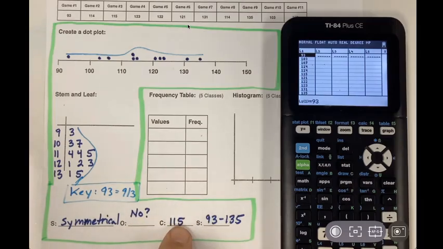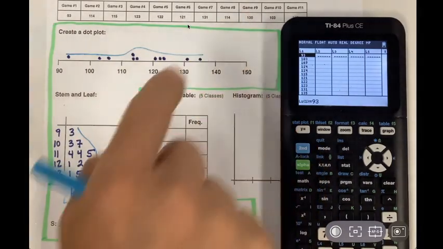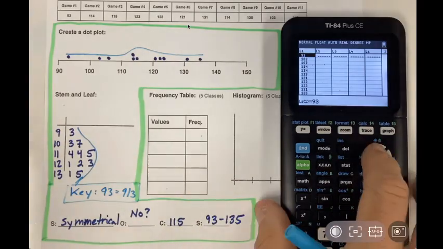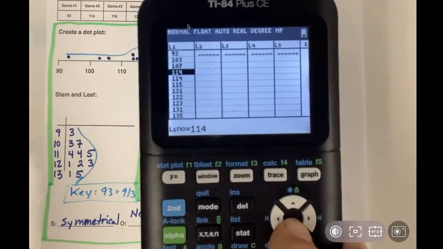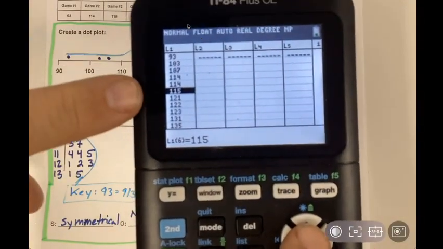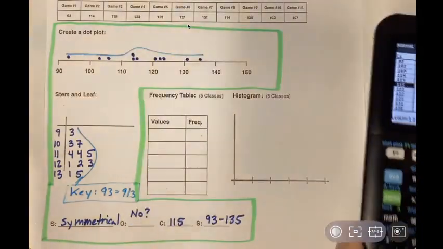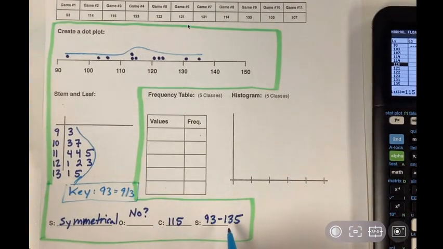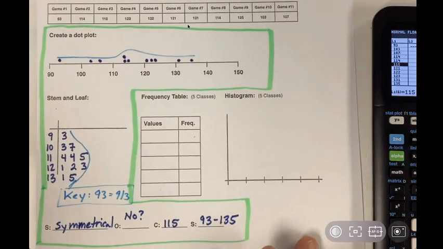The center, since we have 11 data points, if you take 11 divided by 2, you get 5.5. Since we have an odd number, you round that 5.5 up to 6. So if you go to your calculator and go down to the 6th data value, look at the parentheses right there. That 6th data value is 115. So that should help you get that figured out as well. And lastly, the spread was 93 to 135 for your scores. That's the first part. That's what we learned yesterday.